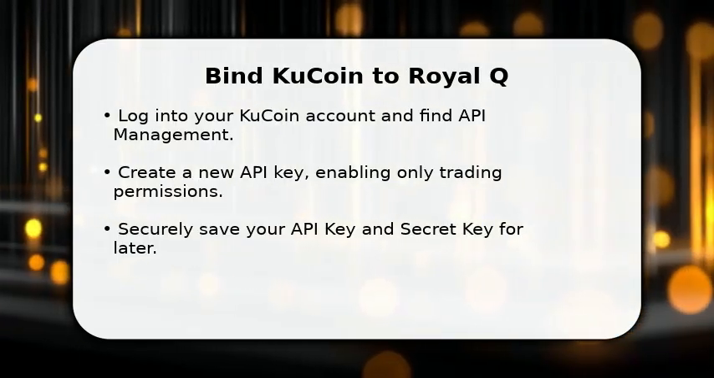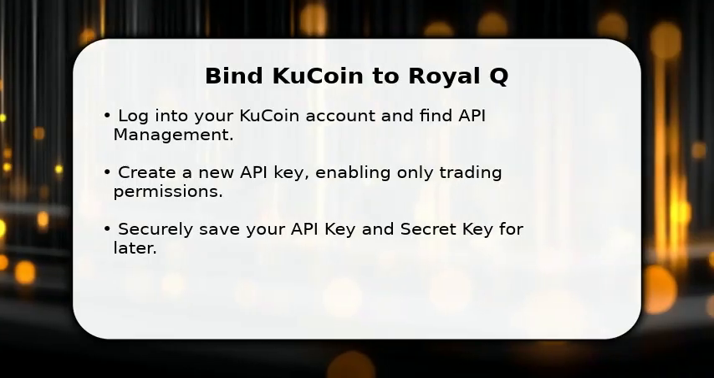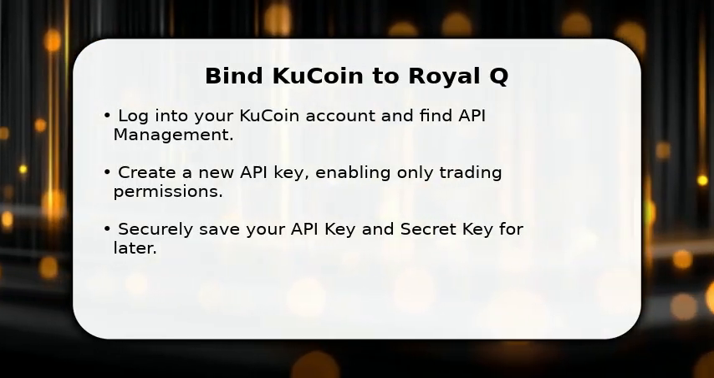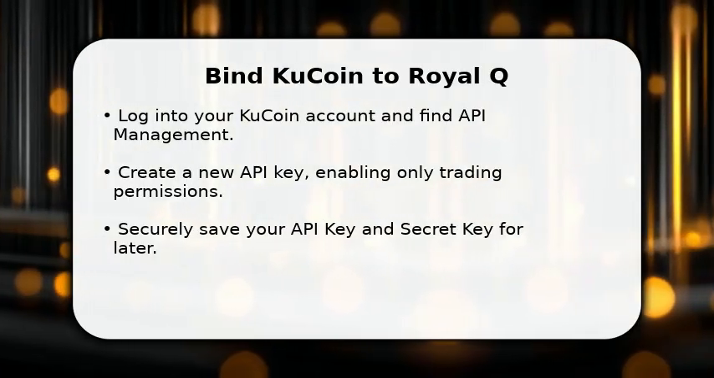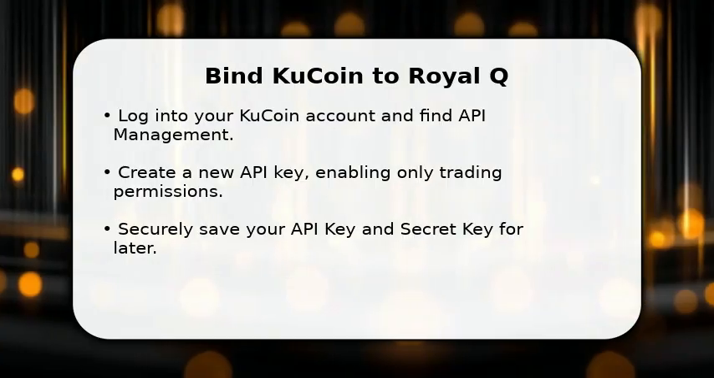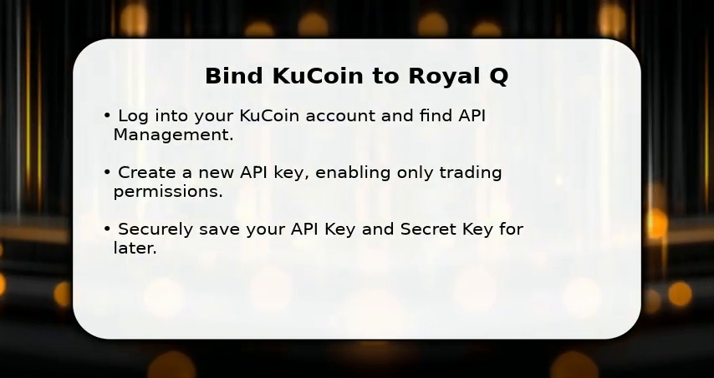Make sure to enable only the trading permissions for this key, as other permissions are not needed for RoyalQ. Once generated, carefully record both your API key and secret key. Keep these secure, as you will need them for the next steps in the binding process.